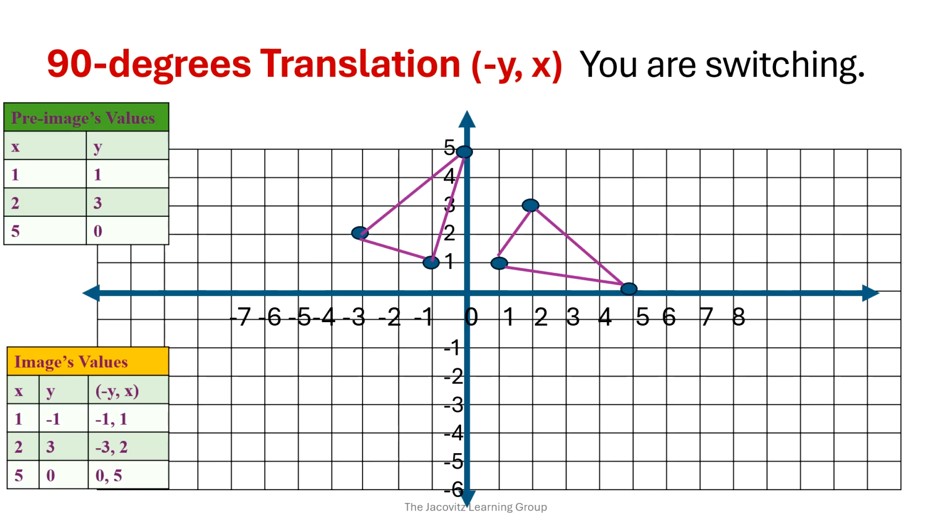Okay, so which one is your pre-image? Well, this is your pre-image because this was the original we used before. So this is 1, 1, and this and that. And this is what I'm saying about the 90-degree rotations. They don't really look like they're going in the direction that they are.